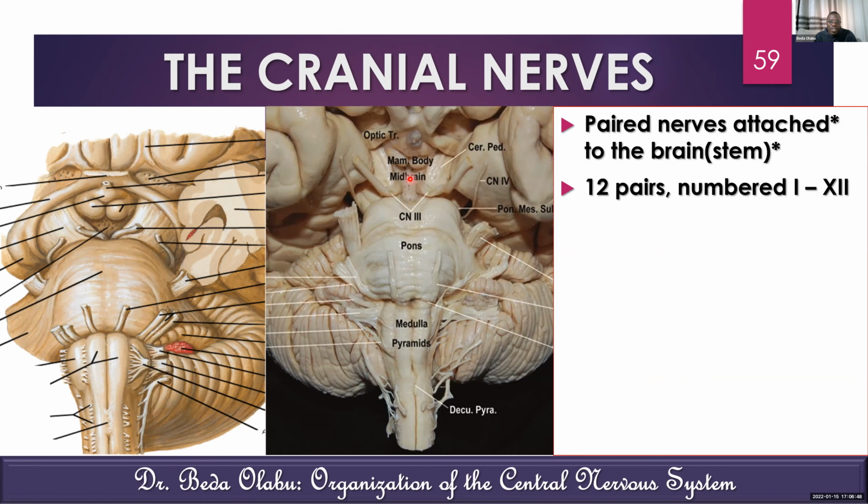This is the interpeduncular fossa because these are the cerebral peduncles. Or in this image, these are the cerebral peduncles. So this is the interpeduncular fossa, and that's where you find the oculomotor nerve, which is the third cranial nerve.